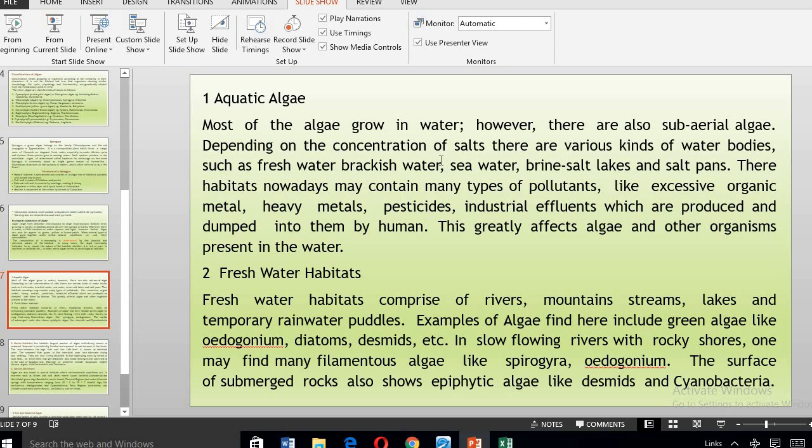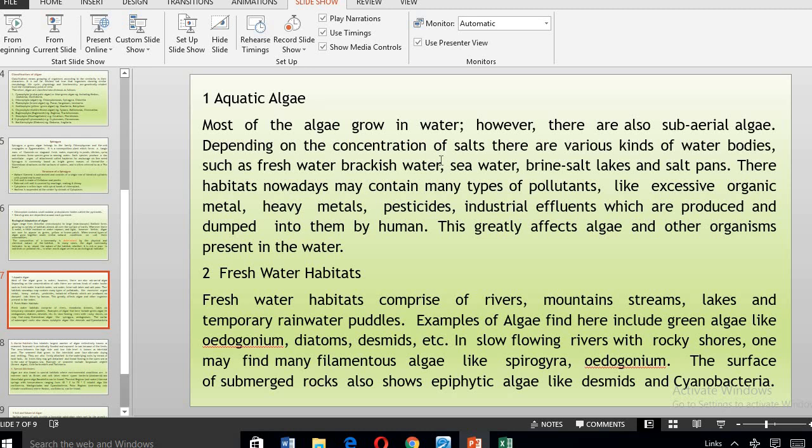Now, these habitats may contain many types of pollutants like excessive organic matter, we can have heavy metals, we can have industrial effluents, we can have pesticides, and these are normally produced and dumped by you and me, humans. And this normally greatly affects the algae and other organisms that are present in water.